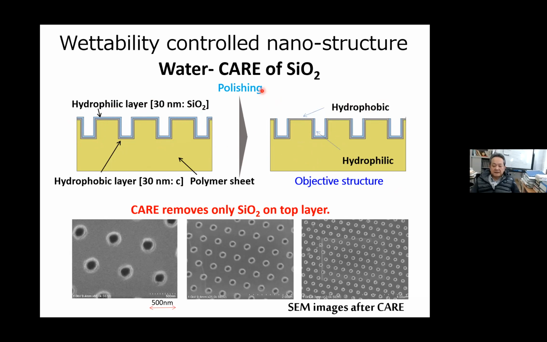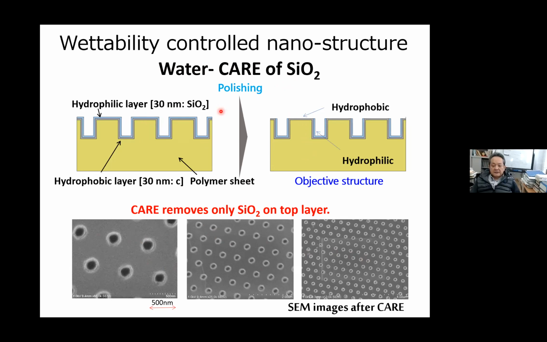So we applied the CARE process. In the CARE process, silicon dioxide is easy to remove, but the carbon layer is not so easy to remove because the hydrolysis reaction doesn't occur on the carbon layer. So the carbon layer works as a stopping layer of the water CARE. And after that, we realize this one.